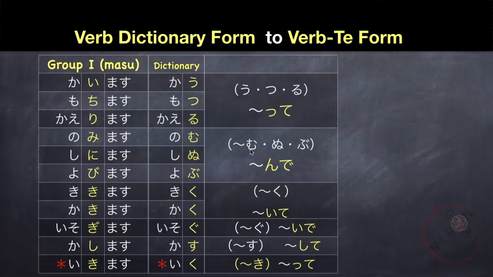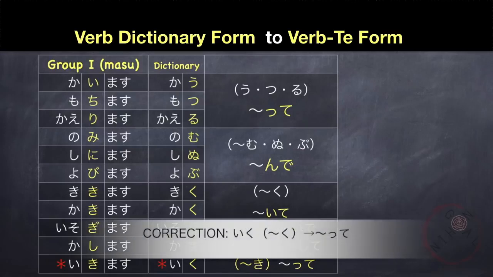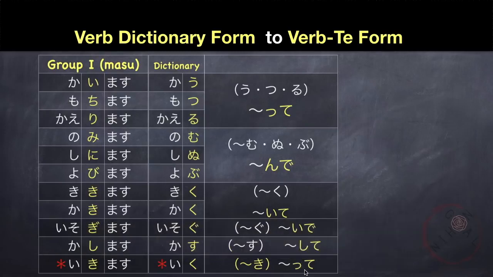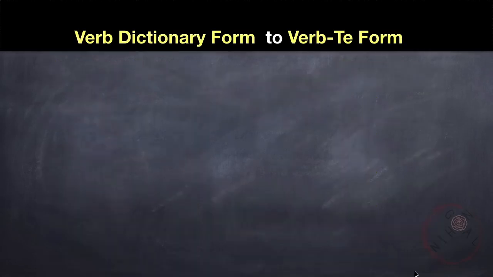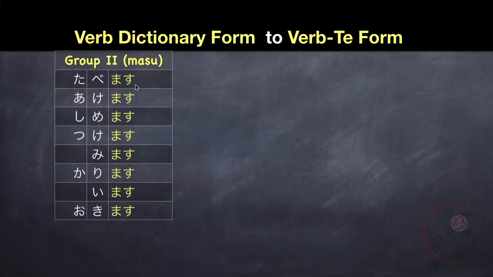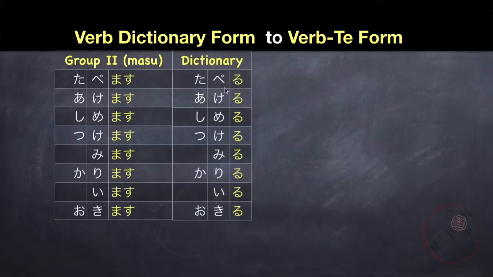For verbs ending in mu, nu, and bu, we change that to nde. For verbs ending in ku, we change that to ite. For verbs ending in gu, we change that to ide. And for verbs ending in su, we change that to shite. And for our special verb, which is ikimasu, we change ki to small tsu followed by te. Just like so. For the second group, we change them from mas to dictionary form, which is simply by changing mas to ru.